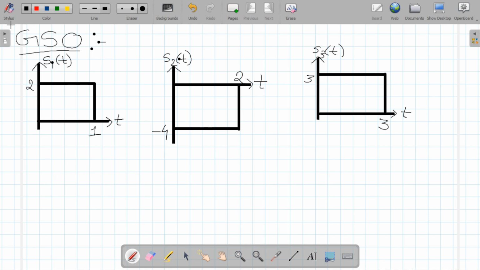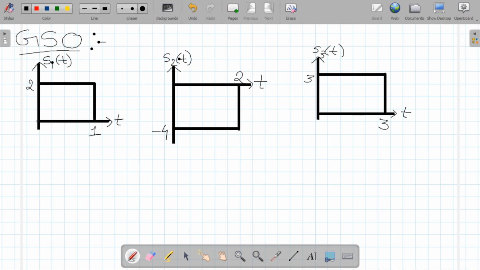Now here we can clearly see that we have three signals: the first signal S1 of t, the second signal S2 of t, and the third signal S3 of t. We have signals with amplitude 2 and time 1, amplitude minus 4 and time value 2, and amplitude 3 and time value 3. Now we need to start our approach.